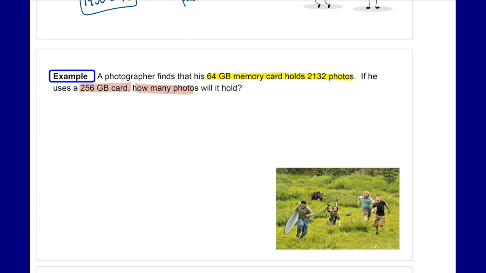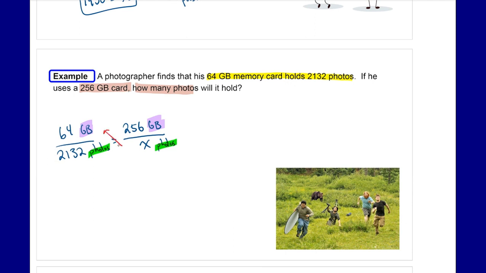Again, it doesn't matter which one goes on top or which one goes on the bottom, as long as we're consistent. So 64 gigabytes gives us 2,132 photos. When we set up our proportion, it needs to be equivalent. So 256 gigabytes on top versus an unknown amount of photos on the bottom. Again, keep in mind, we've been consistent: gigabytes on top, photos on the bottom. It's the same on both sides.